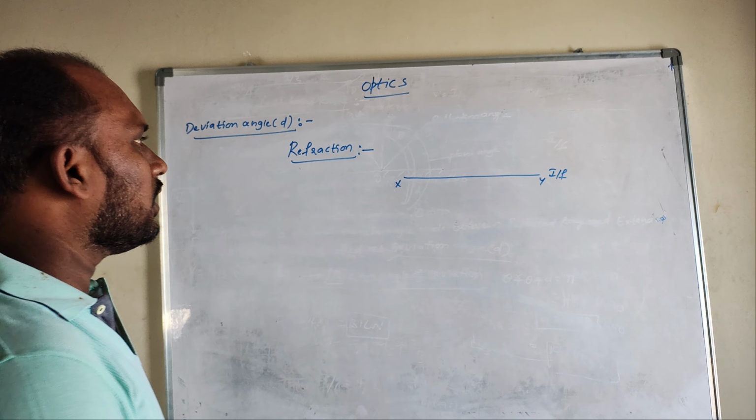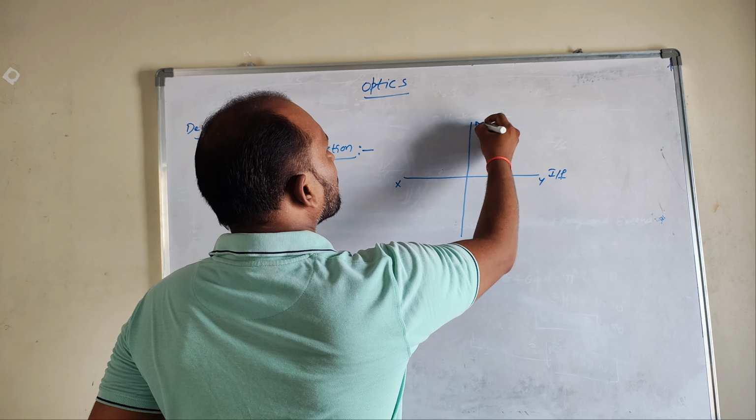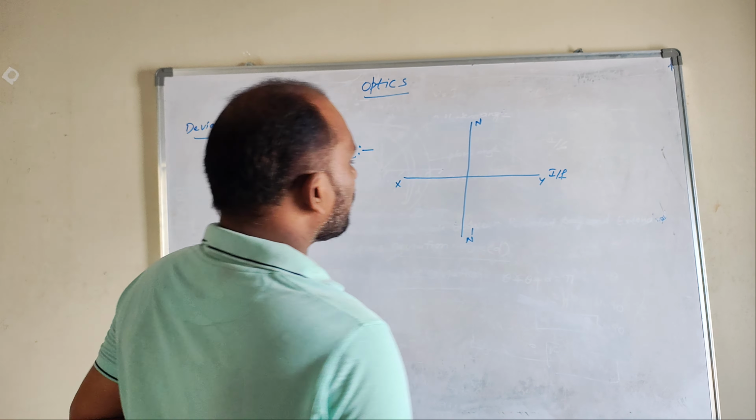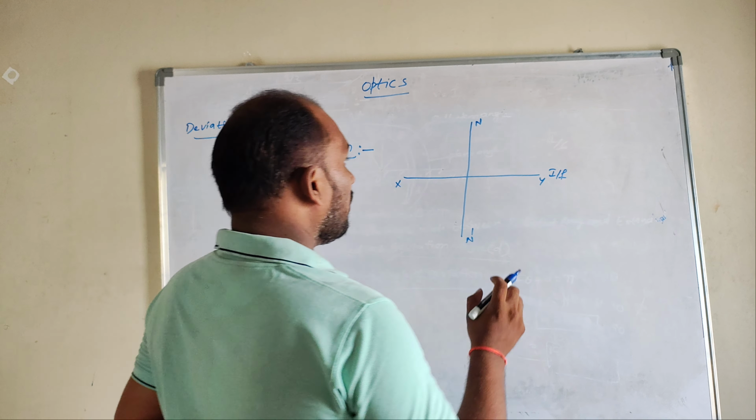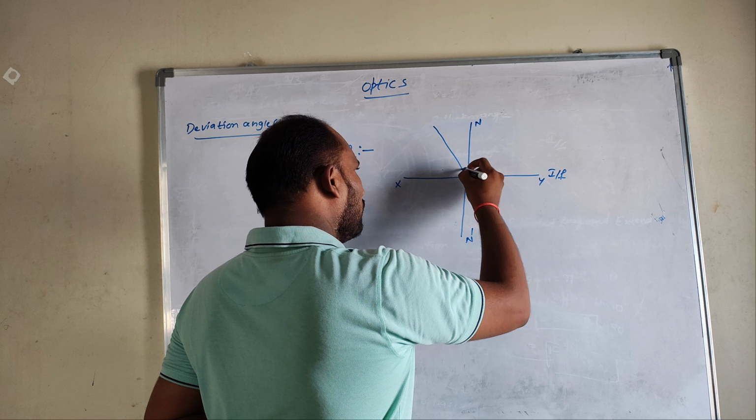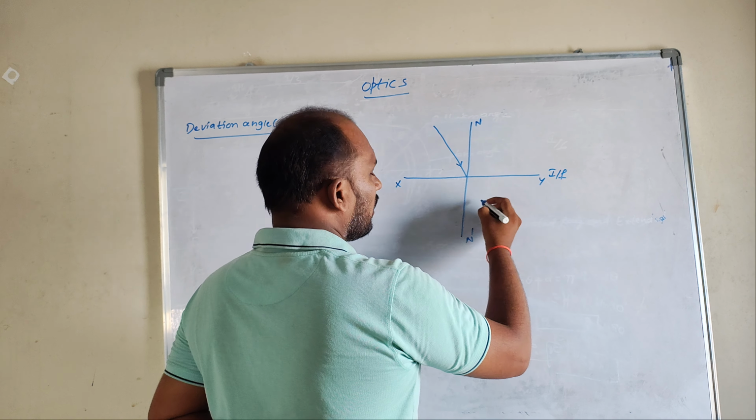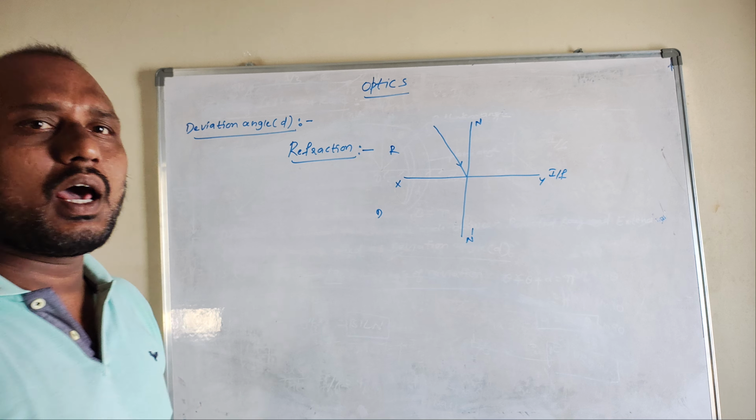Now I draw a normal line which is perpendicular to the interface. Let us say this is N dash. N dash is a normal line which is perpendicular to the interface. Now I make an incident ray over here. Let us say this is the rarer and this is the denser medium.